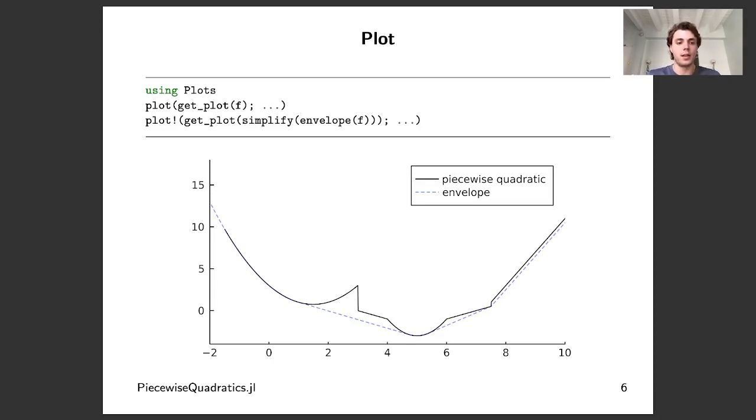And on the second line, we're plotting a simplified version of the convex envelope of this piecewise quadratic f. So we can see here that this saves a lot of time. This would be quite complicated to define manually. And this is just very, very simple.